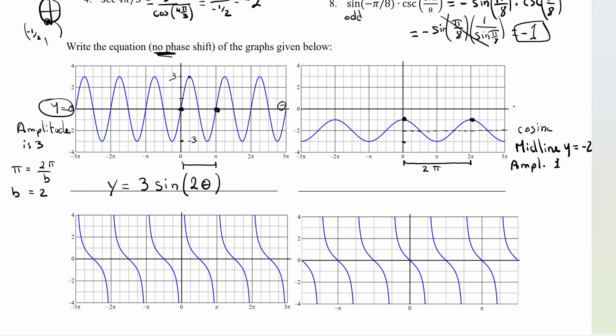So then, if I call this my theta axis, I would have y is equal to, amplitude we said is 1, there is no reflection, and we said this is a cosine function of theta, and we just go down by 2. All right.